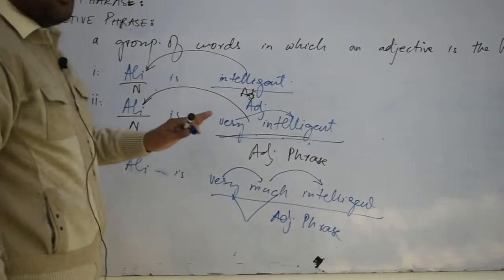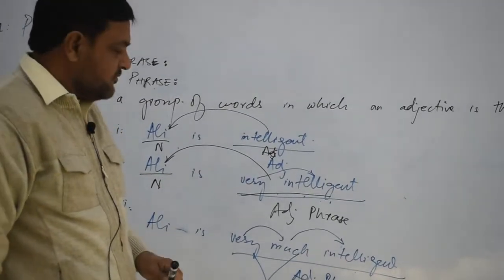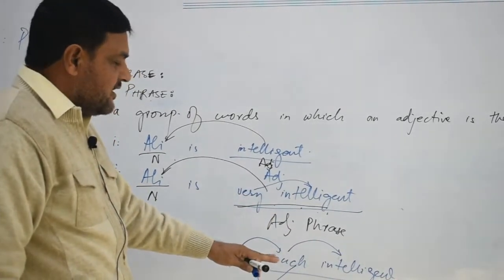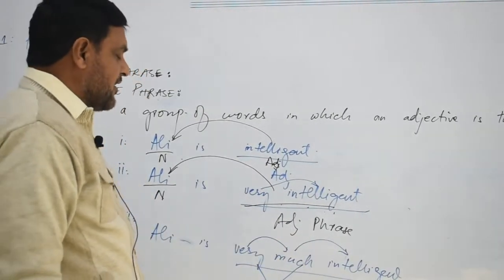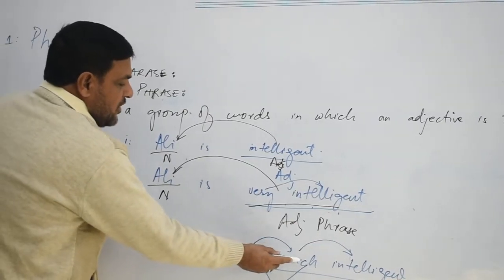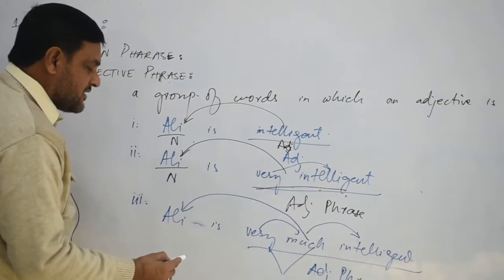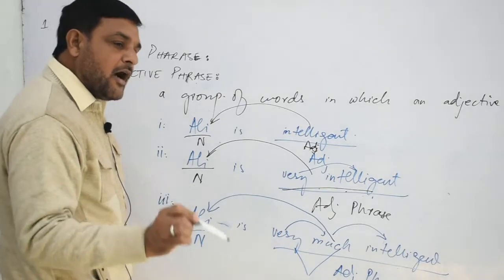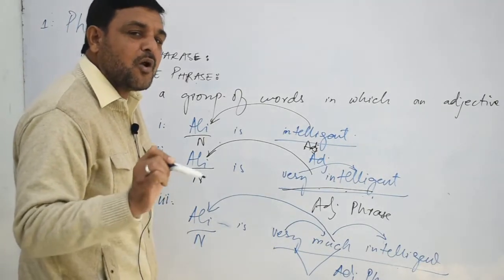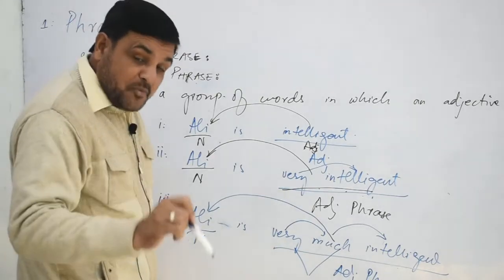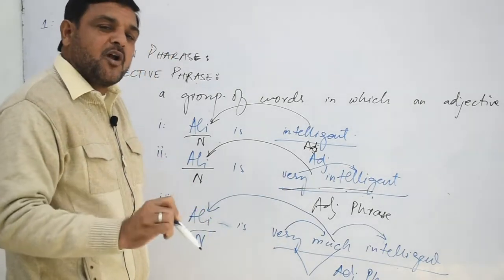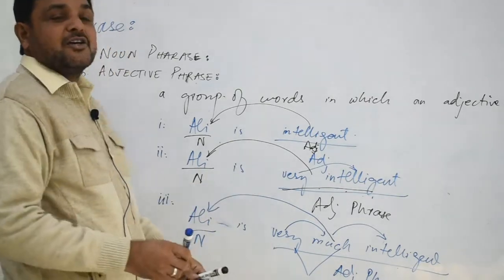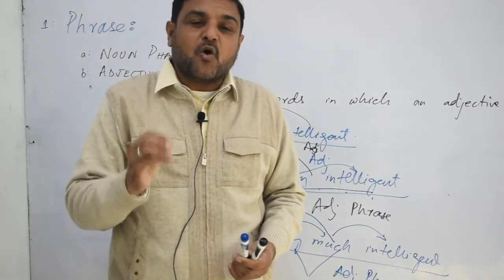Why? Because there are 3 words in it, a group, a phrase, and in these 3 words, the head is an adjective, intelligent. So that's why it will be called an adjective phrase. And also these 3 words actually describe Ali, which is a noun. So a word which describes a noun or a pronoun is called an adjective, and a group of words which describes a noun or pronoun will be called an adjective phrase. So this is the basic concept of an adjective phrase. I hope you have got it.